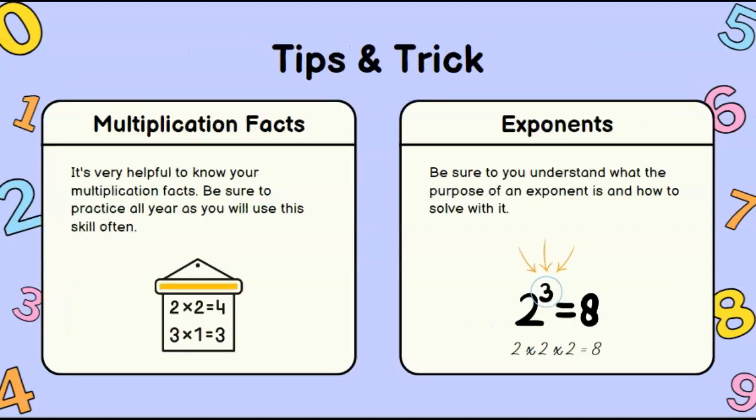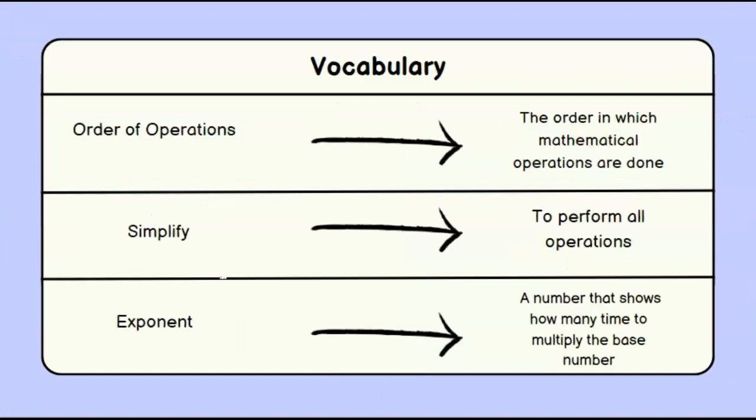Some tips and tricks for this skill. Make sure that you are practicing those multiplication facts. Having those in your brain is going to make this skill a lot easier for you. And then also knowing what exponents are and how we use exponents is going to be very important to be able to successfully do these operations.